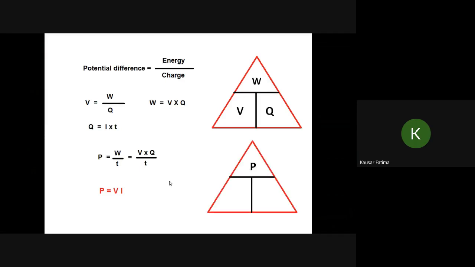So that triangle comes again, VI. When power is to be calculated, V, potential difference across the two terminals is known, and current flowing through the conductor is known. Then we can calculate power simply by multiplying these two quantities. In the same way, voltage can be calculated from this formula, power divided by current. Current can be calculated from this formula, P divided by V.